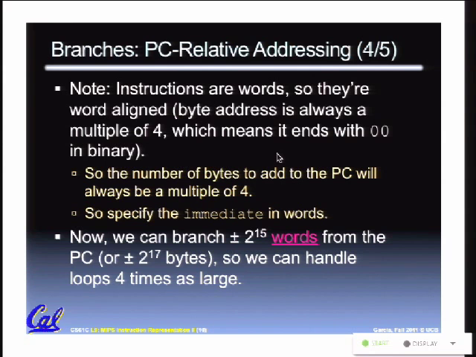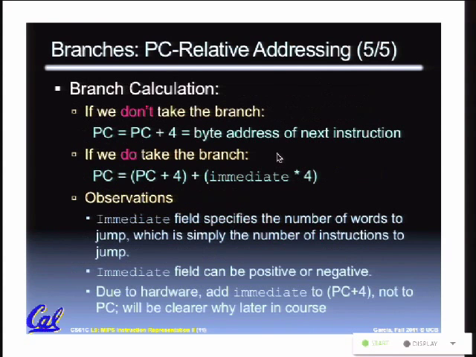So I guess that's the end of our discussion on conditional branches, which usually use PC relative addressing. Looks like we have a question about that. On the previous question, you could branch plus or minus 2 to the 17 bytes. Yeah, that's right.